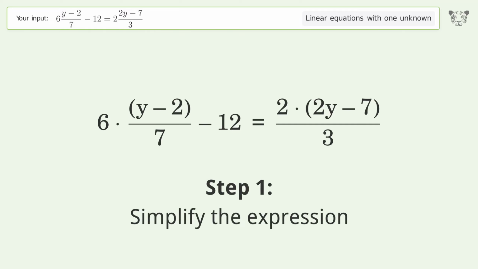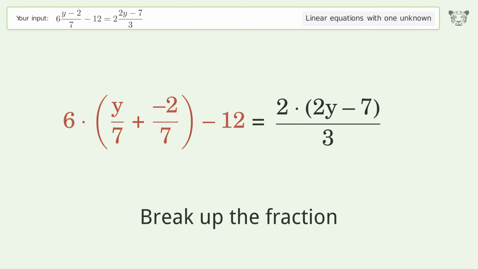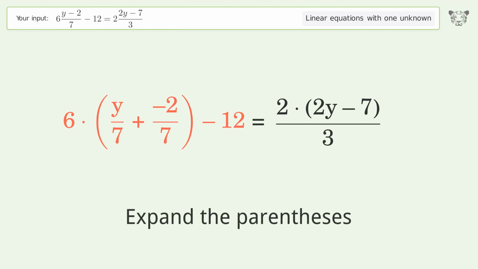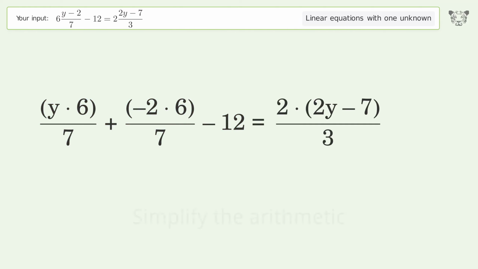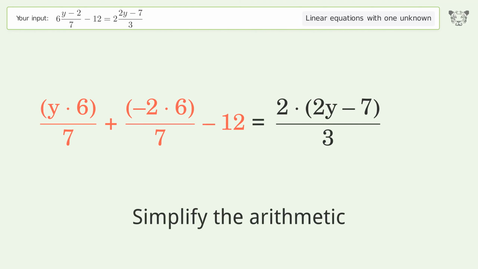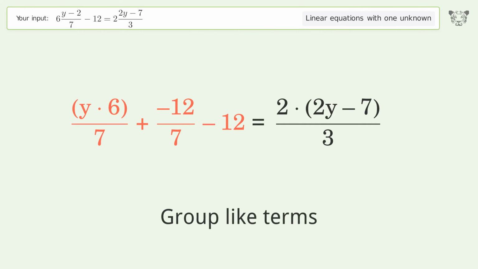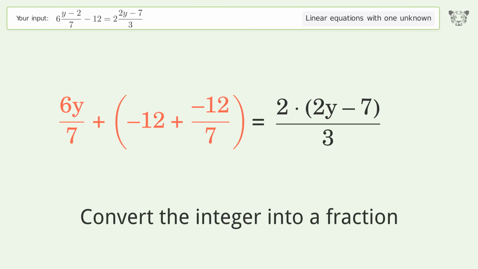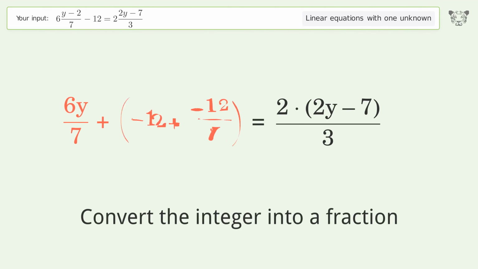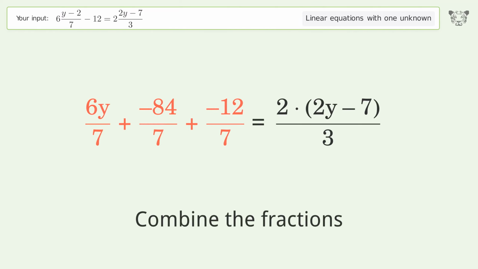Simplify the expression. Break up the fraction. Expand the parentheses. Simplify the arithmetic. Group like terms. Convert the integer into a fraction. Combine the fractions.